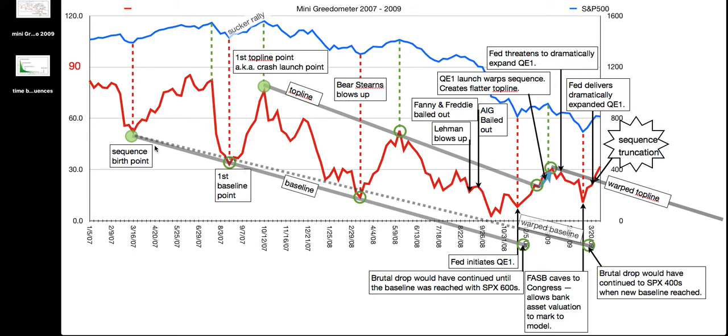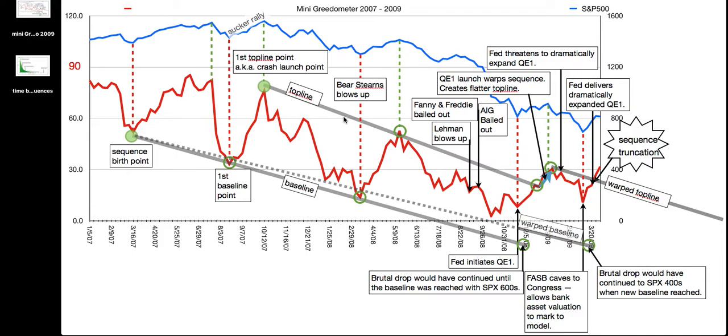The nomenclature is, well, there's the sequence birth point, there's the crash initiation point, there's the first baseline point, and then there are the second and third baseline points. This is the first top line point, this is the second top line point, etc. And you just keep getting more top line points and more baseline points. So the top line is shown here in gray, and the baseline is shown here also in gray. These are somewhat parallel lines. They're actually a bit of a funnel.